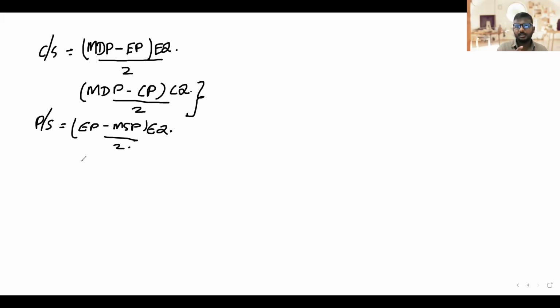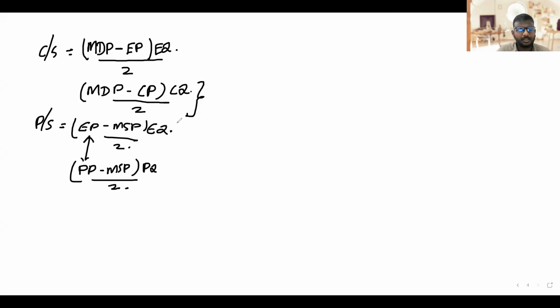So when we are measuring this producer surplus, the idea is the lowest price the producer was ready to accept for the product they are selling. And what's the other part? The price the producer actually got. So at equilibrium, it will be the equilibrium price. Generally speaking, we write this producer price minus minimum supply price into actual quantity the producer sold, over 2. At equilibrium, both of them are the same.